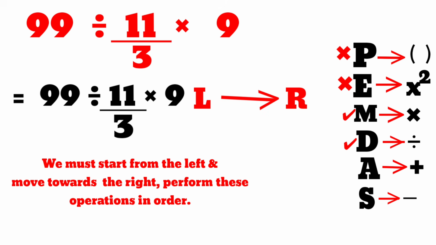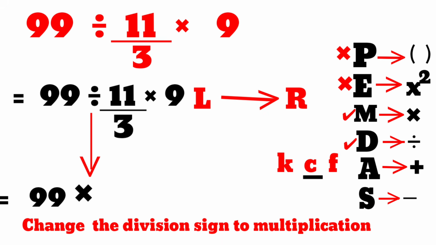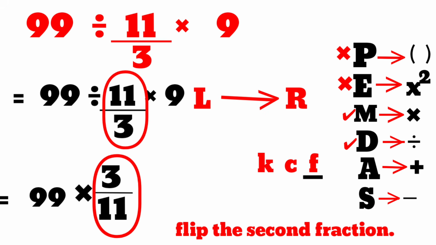Now use the rule of KCF. K stands for keep the first number as it is, like this 99. C stands for change the division sign to multiplication, like this. F stands for flip the second fraction, like this 11 upon 3 becomes 3 upon 11. 99 multiplied by 3 upon 11 multiplied by 9.